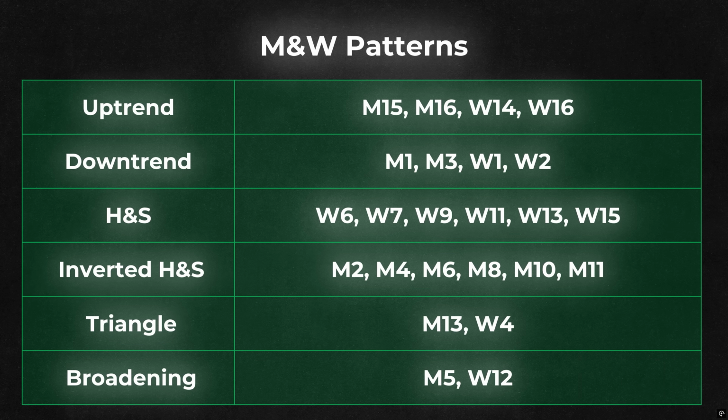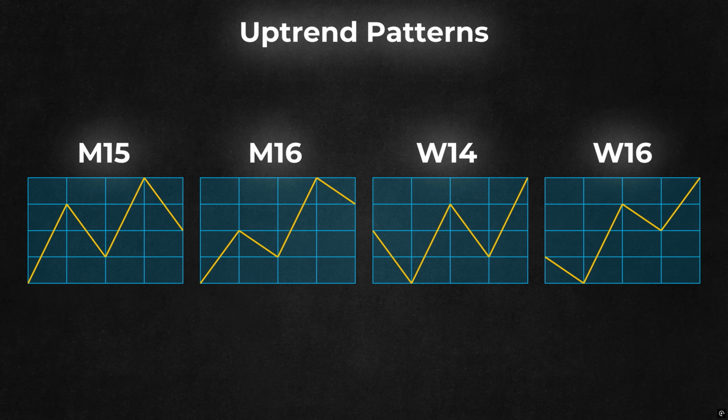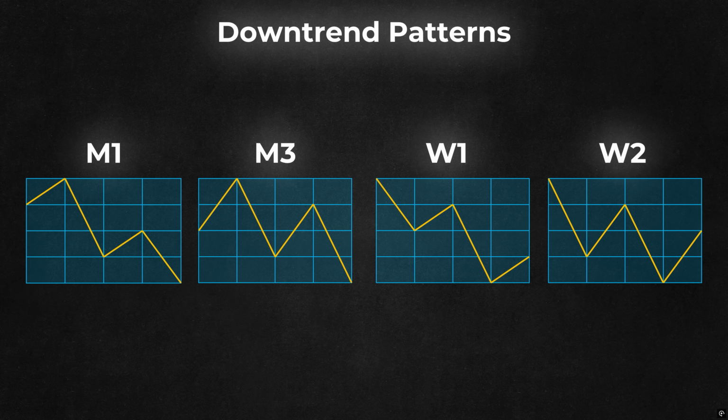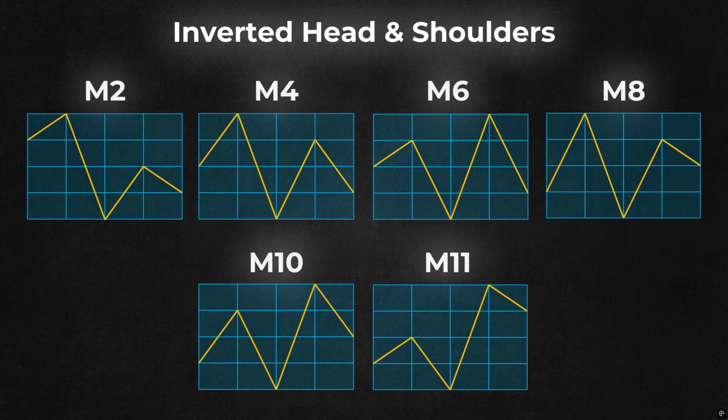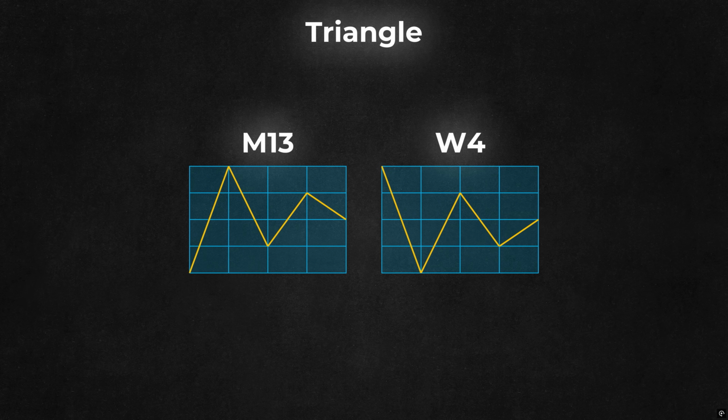Here you can see 4 possibilities for uptrend patterns, 4 possibilities for downtrend patterns, 6 possibilities for head and shoulders, 6 possibilities for inverted head and shoulders, 2 possibilities for triangle formations, and 2 possibilities for broadening formations.